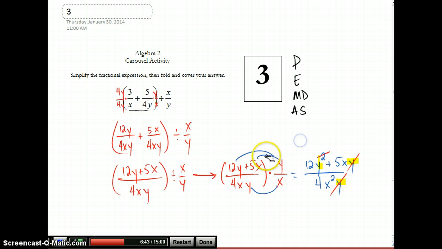So notice, if we think about multiplication, instead of just distributing, we've got two fractions that are multiplying. We have a y in the numerator and a y in the denominator. And this term here is just multiplying by our y. So we have y and a y, they cancel. And what we really could have had is just 12y plus 5x over 4x squared.